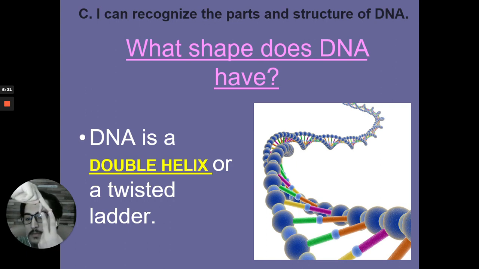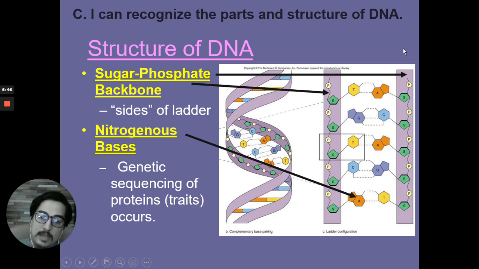So you have the ladder, right, kind of like this. But if you twist it, it makes this weird twisted shape. So this is called a double helix. You need to know that. So now that you've copied this down, let's move on. Copy this down, pause the video.